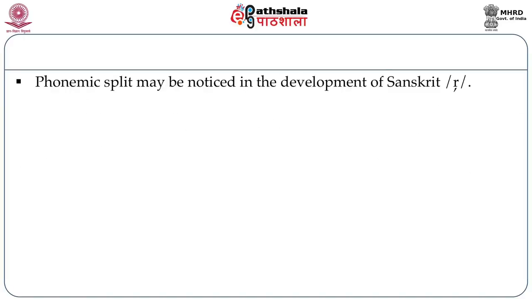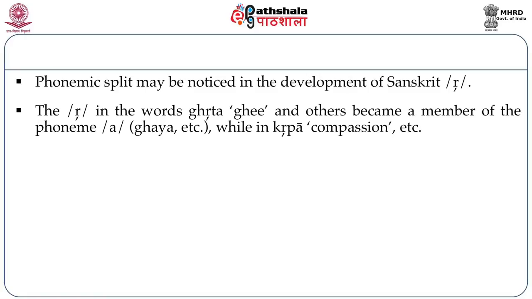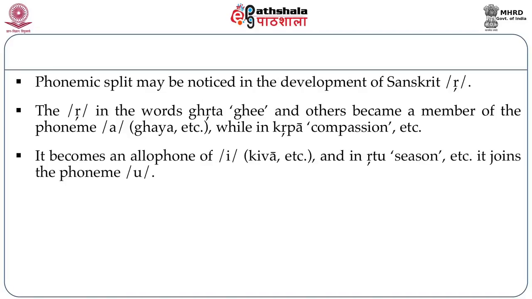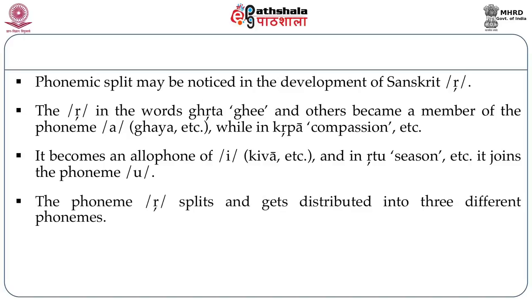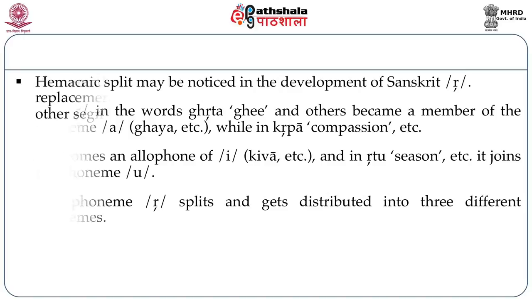Phonemic split may be noticed in the development of Sanskrit R. The R in the words ghrita, ghi and others became a member of the phoneme a, while in kripa, compassion, etc., it becomes an allophone of i, as in kia. And in ritu, season, etc., it joins the phoneme u. The phoneme R splits and gets distributed into three different phonemes.